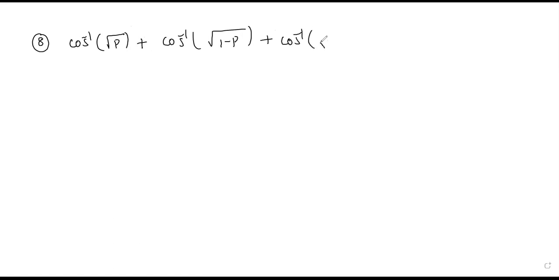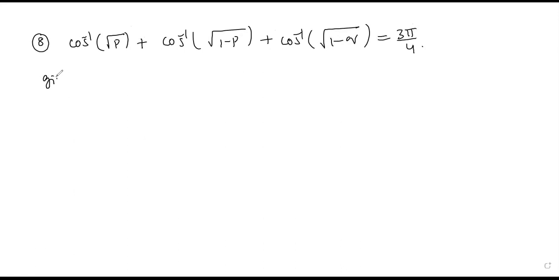Next, look at the eighth one. All possible values of p and q for which cos inverse of root p plus cos inverse of root of (1 minus p) plus cos inverse of root of (1 minus q) is equal to 3 pi by 4.